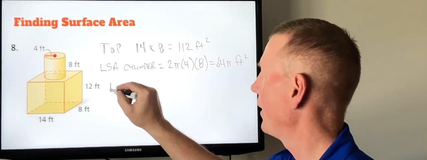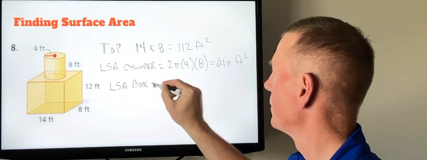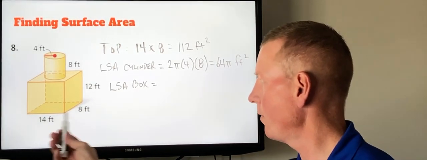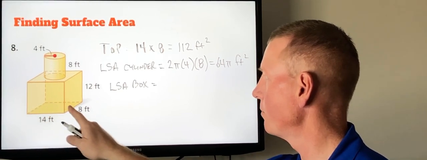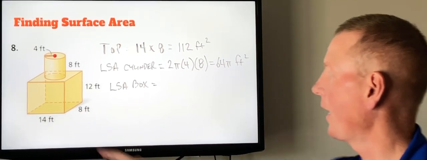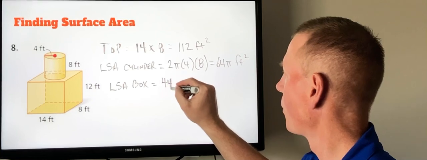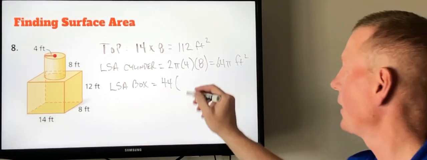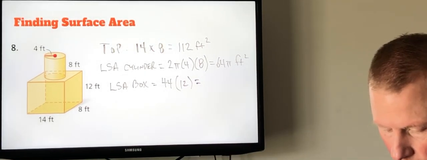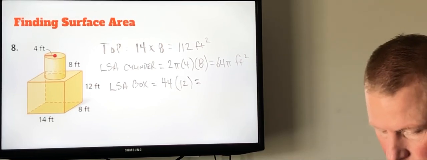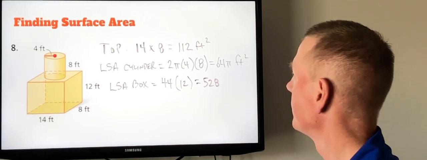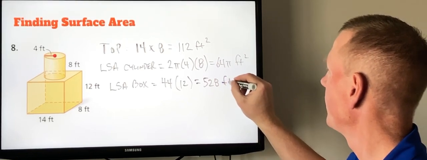Now let's focus on the lateral surface area of the box. So the lateral surface area of the box, we're going to find the perimeter of the base, which is 14 plus 14 plus 8 plus 8. So 14 and 14 is 28, plus another 8 is 36, plus another 8 is 44. So 44. And then we're going to take that times the height of the box, which is 12. So if I use my calculator here, 44 times 12 gets me 528, and that is feet squared.